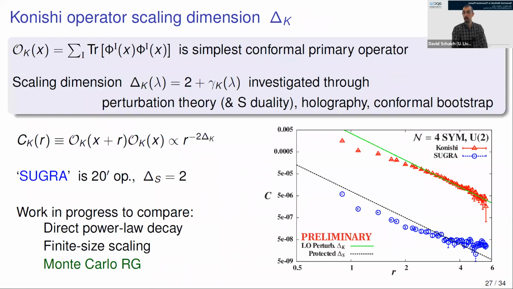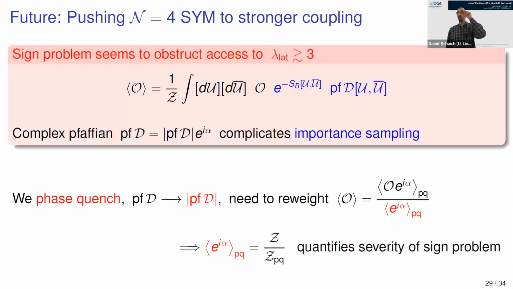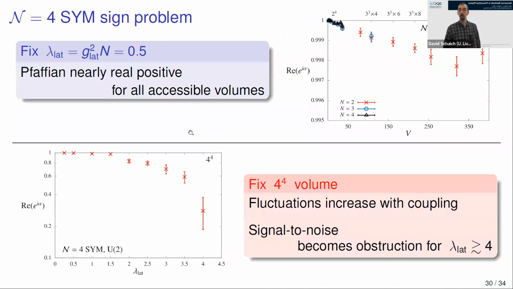Similarly, I'll skip the brief discussion of conformal scaling dimensions in this superconformal N=4 theory, which are also consistent with perturbation theory throughout the range of couplings we're able to access. I will just mention that this range of couplings is, at least at present, limited by the onset of sign problems: the possibility that the Pfaffian of our fermion operator picks up a phase that deviates significantly from being real and positive, depending on the lattice volume and the coupling.